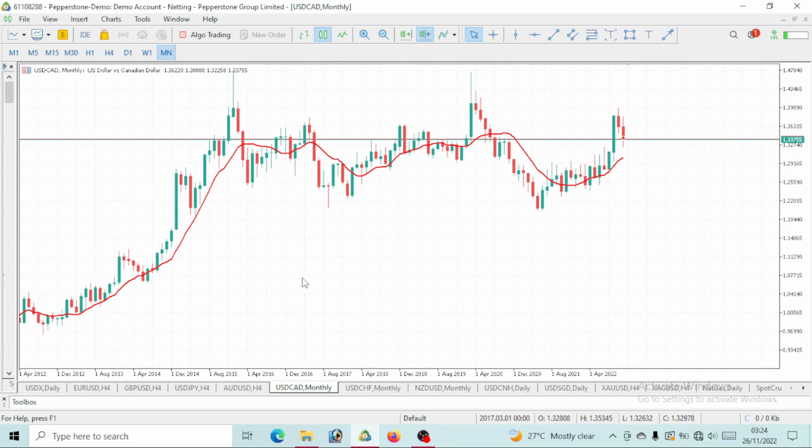So we will take a look at USD CAD, USD Swiss franc, and New Zealand USD for this week.